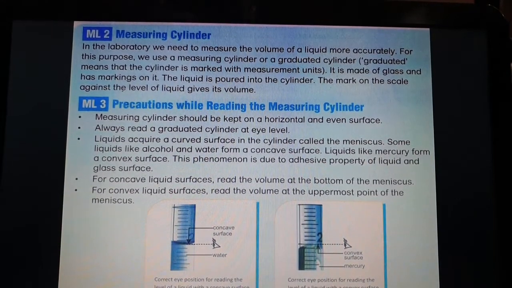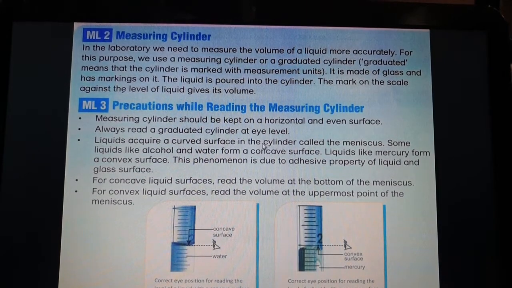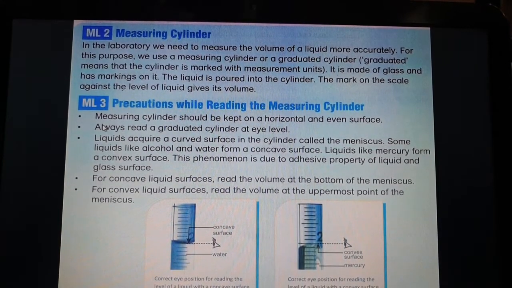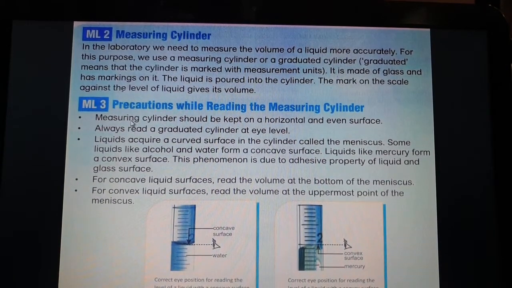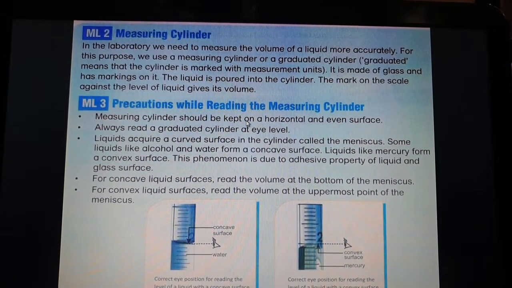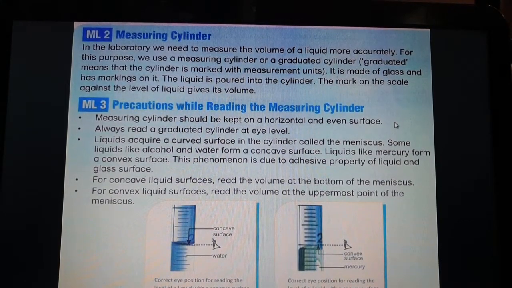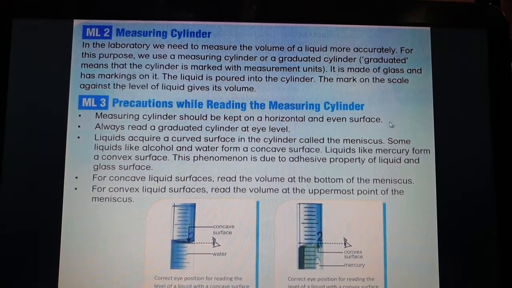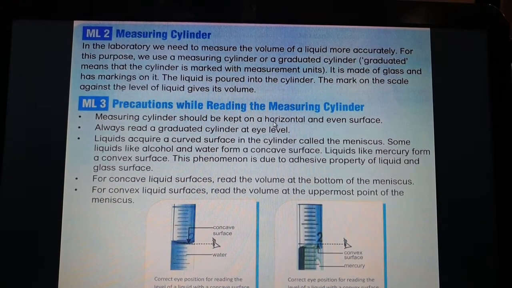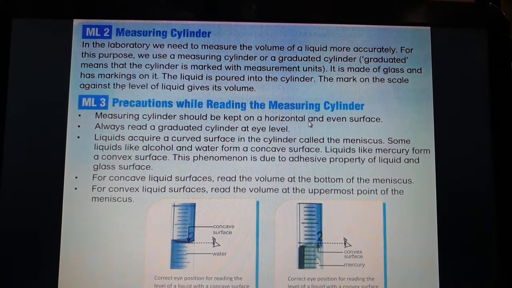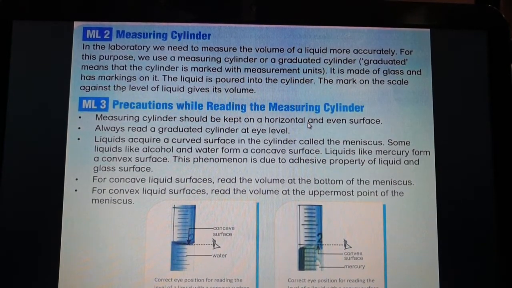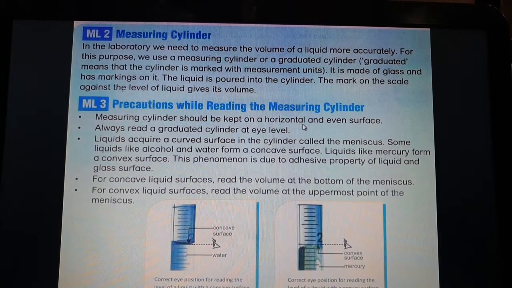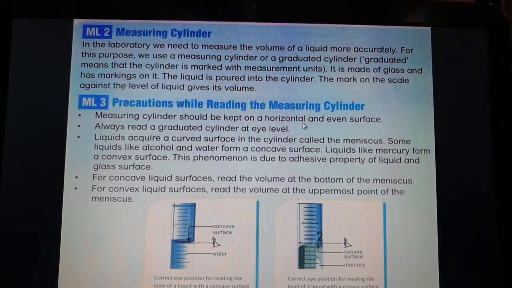Now while using these cylinders, what are the precautions to be taken while measuring? We will be studying them one by one, point wise. The measuring cylinder should be kept on a horizontal and even surface, that is, on a clean and clear horizontal table, so that I can get an accurate reading. If it is slanted, or not in a proper horizontal way, we may get wrong readings.